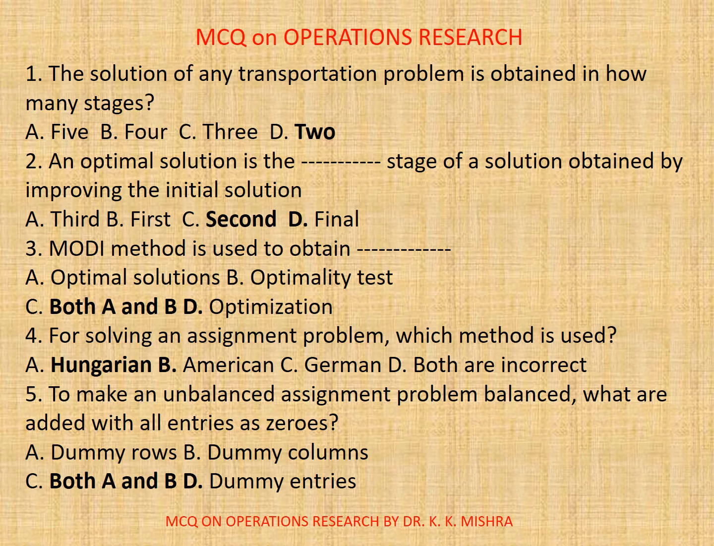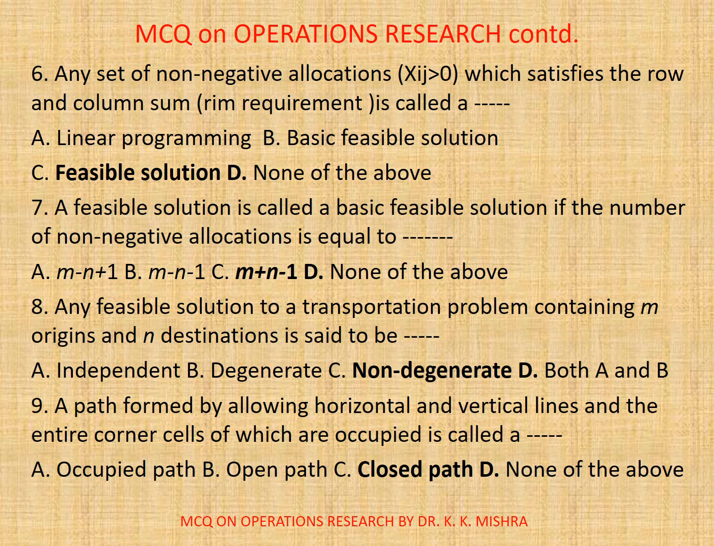6. Any set of non-negative allocations, that is x_ij greater than 0, which satisfies the row and column sum, that is rim requirement, is called dash. A. Linear programming, B. Basic feasible solution, C. Feasible solution, or D. None. The correct option is C.